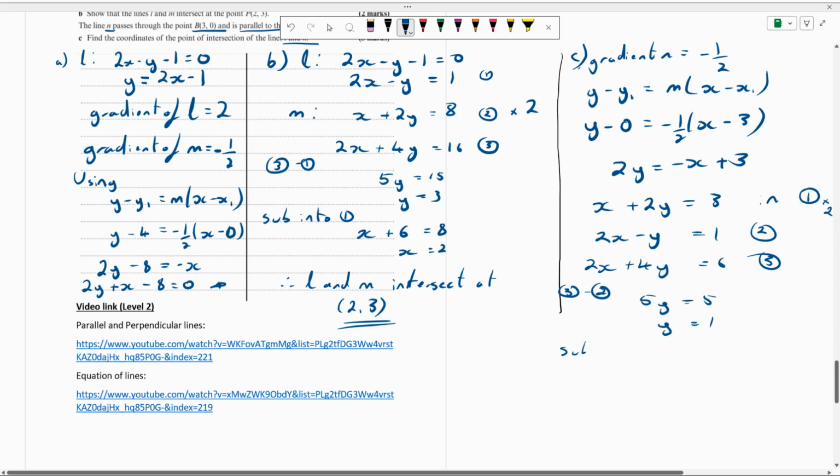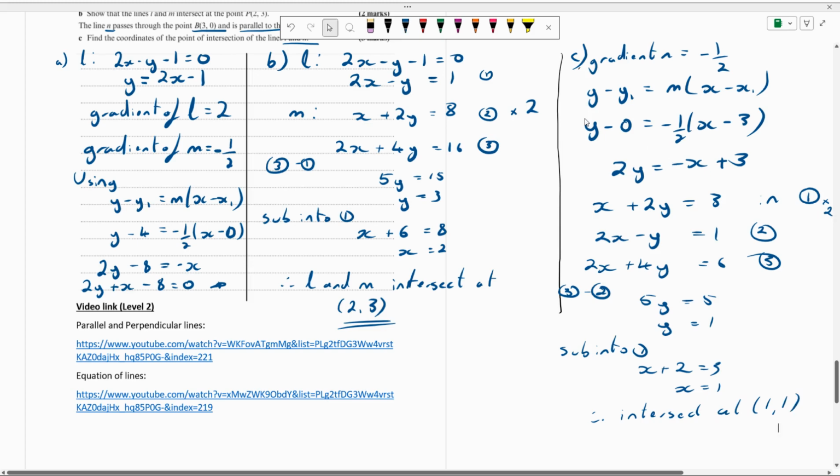And then let's sub it into number 1. It's going to give me x plus 2 is 3. So x must also be 1. So therefore, they intersect at (1, 1).